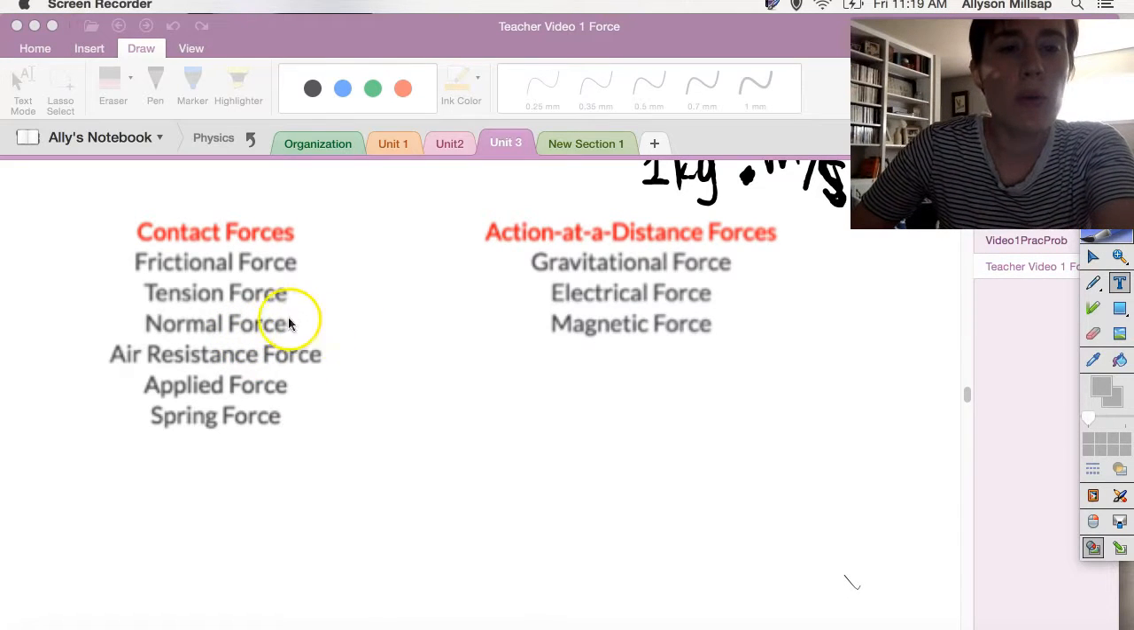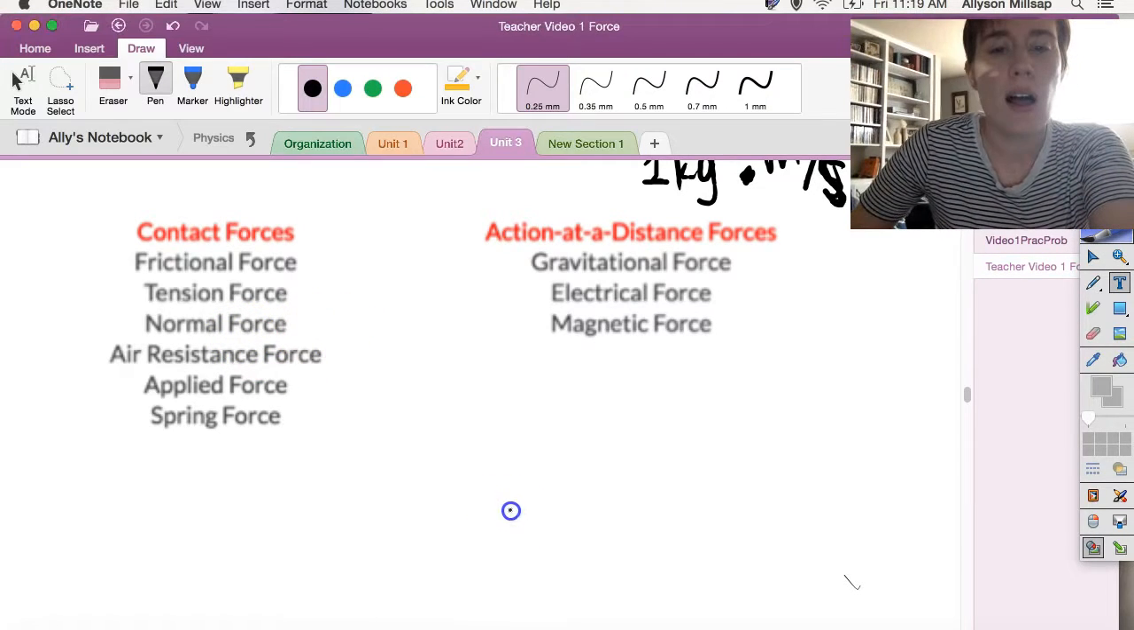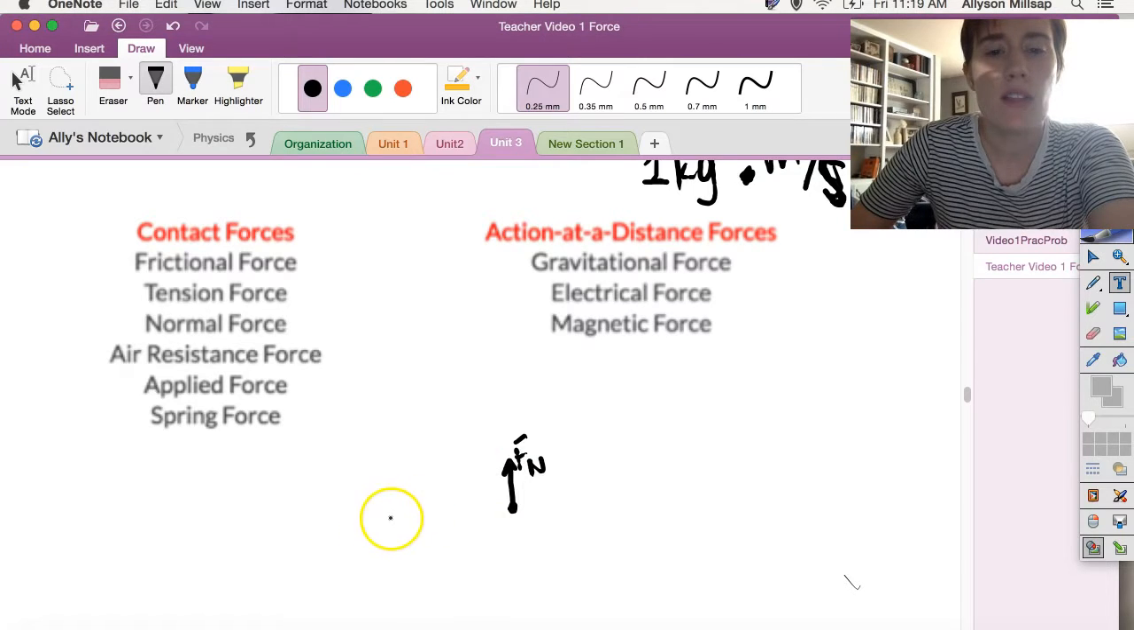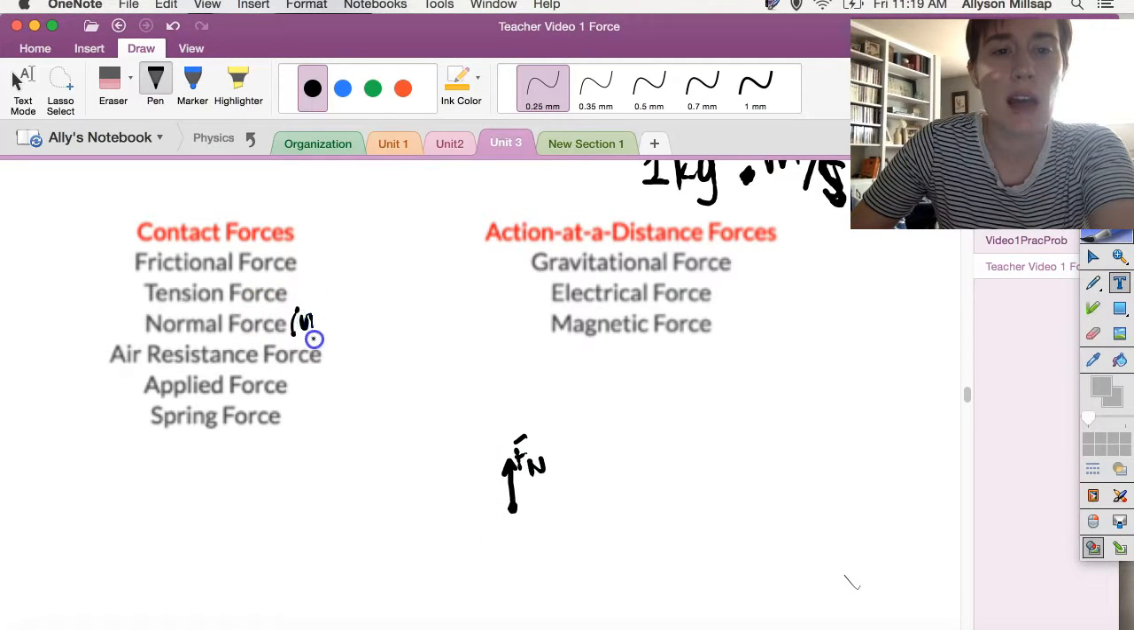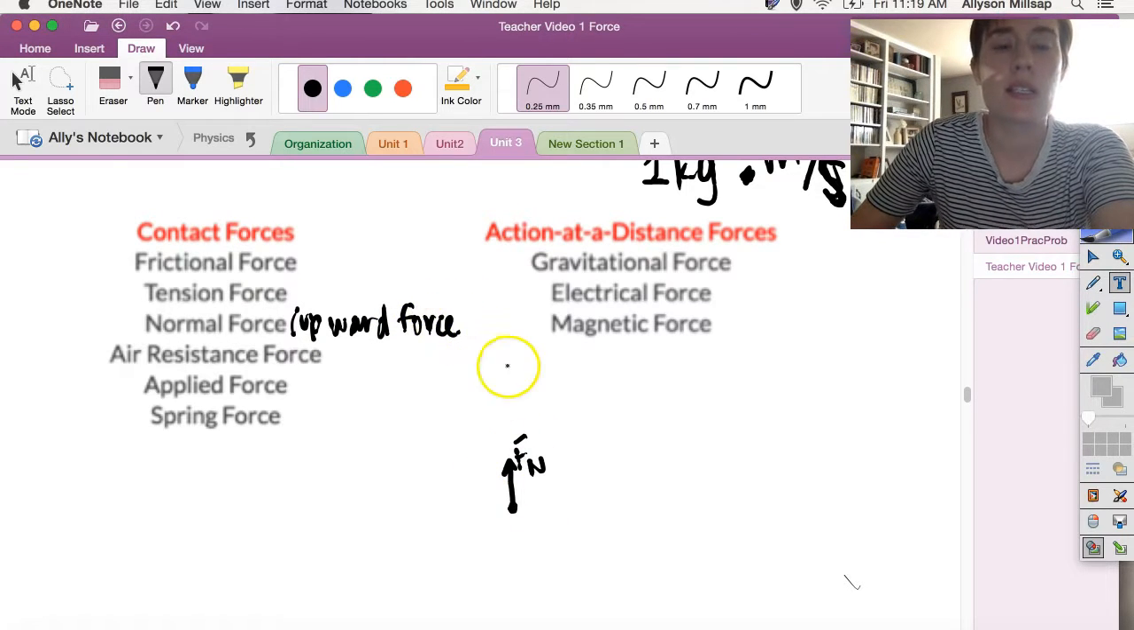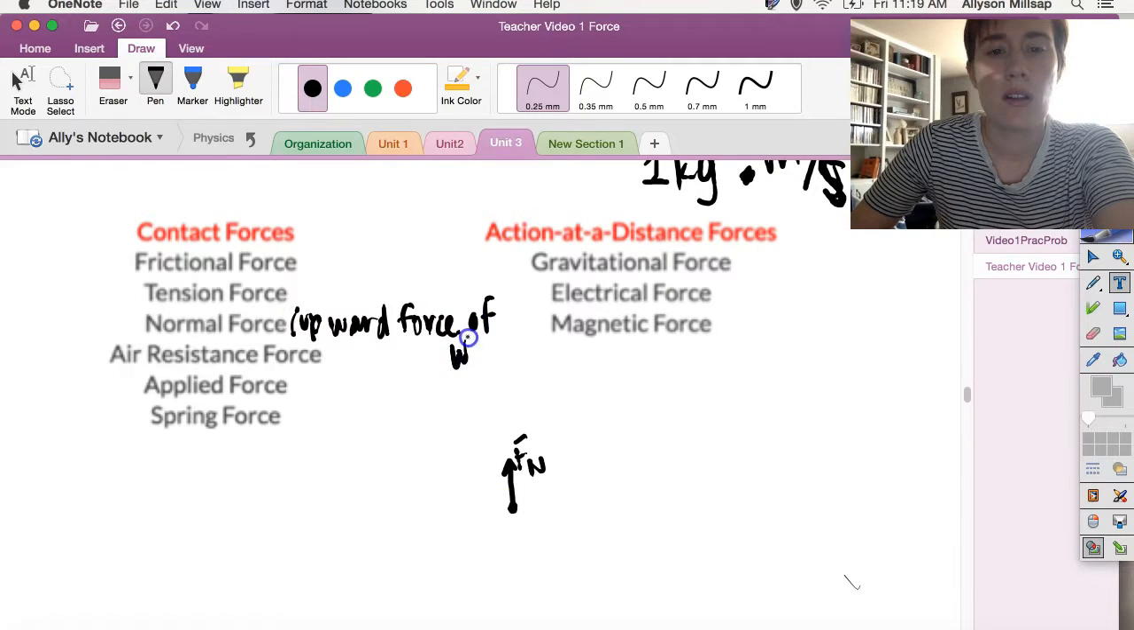Okay, there's a lot of different types of forces, and I've talked about a couple of them. The normal force is always the force of whatever the object's sitting on pushing up. Okay, so the normal force is always the force of like a table. So it's like an upward force of whatever the object is sitting on or resting on.